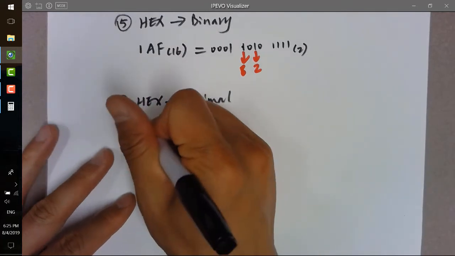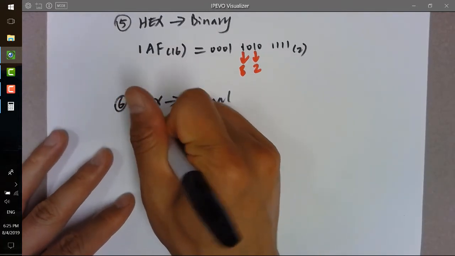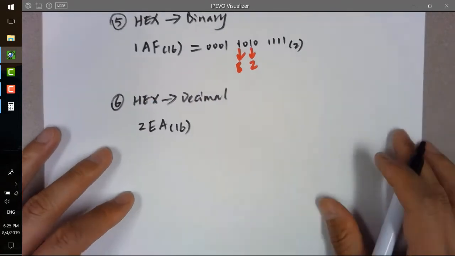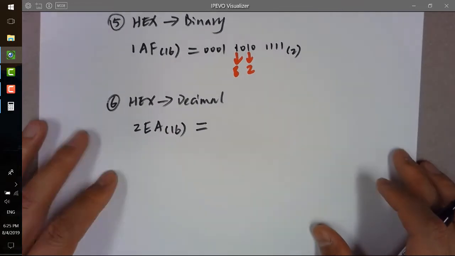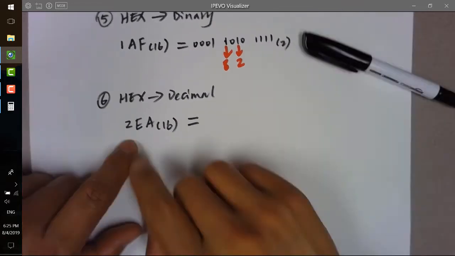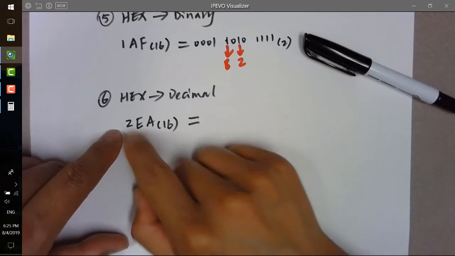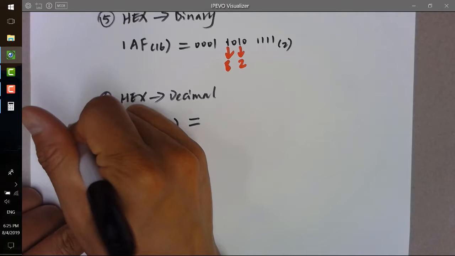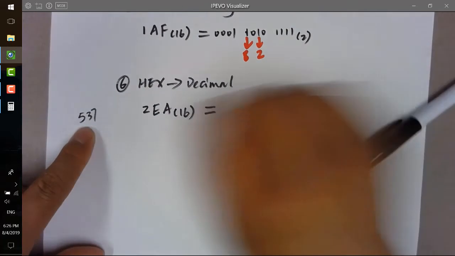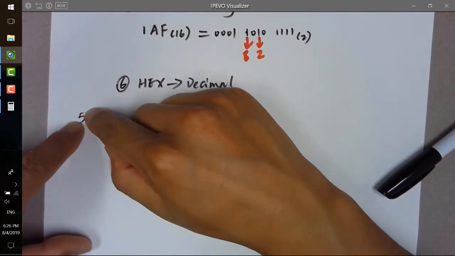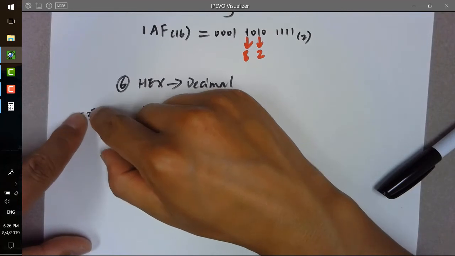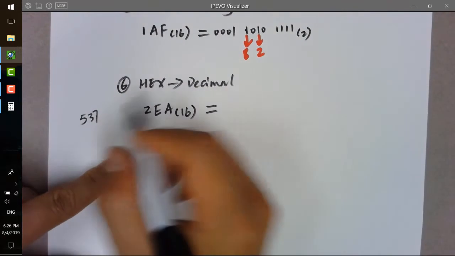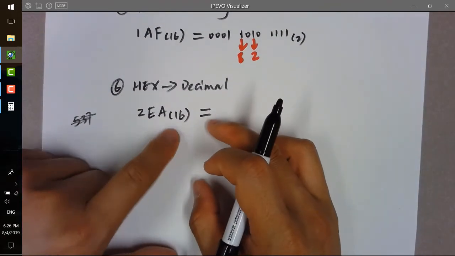If you have a number like 2EA, for example, this is a hex number. So what's the decimal version for that? Here in the hex number, 2 is pretty similar to the decimal example I just gave you in the very beginning. For example, this is a decimal number. So 5 here is not actually 5, it's 500, right? And 3 is not 3, it's 30. 7 is actually 7. So it's the same as here, in a hex number system.